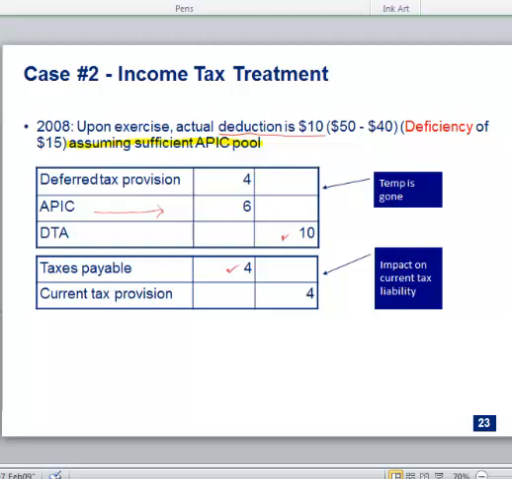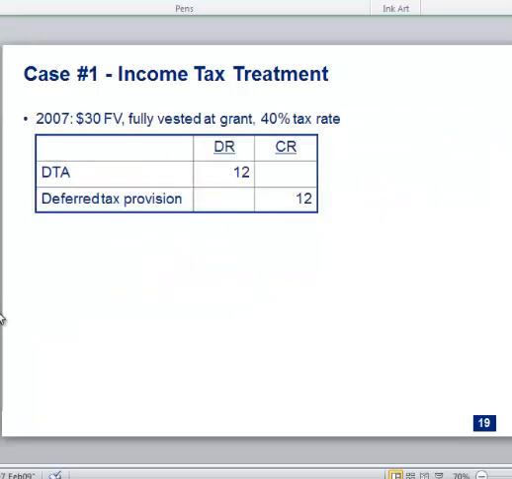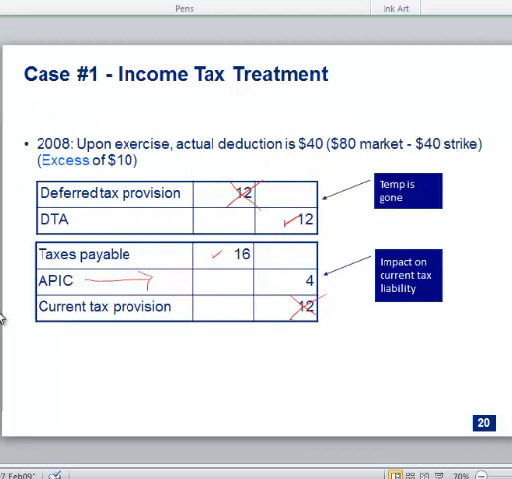In the previous example, how come we didn't get rid of the DTA? We definitely got rid of the DTA. So in the previous example, we set up a DTA of 12, 30 of book expense times 40%. And then upon exercise, we reverse the 12 in that first entry. We always got to get rid of the DTA, right? There's not going to be any more deduction. Once we get our deduction, we're done.